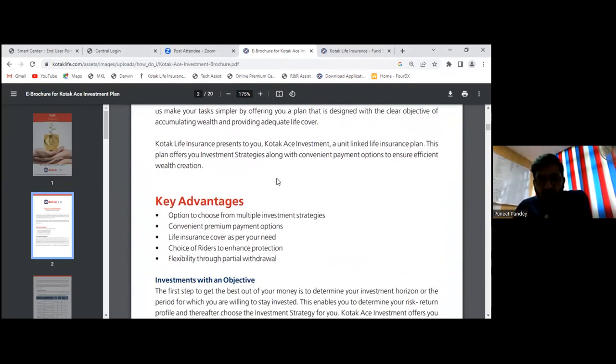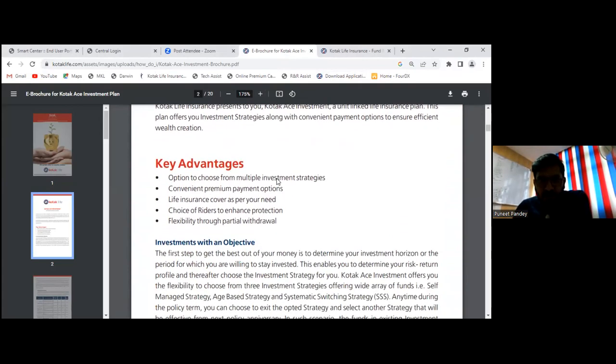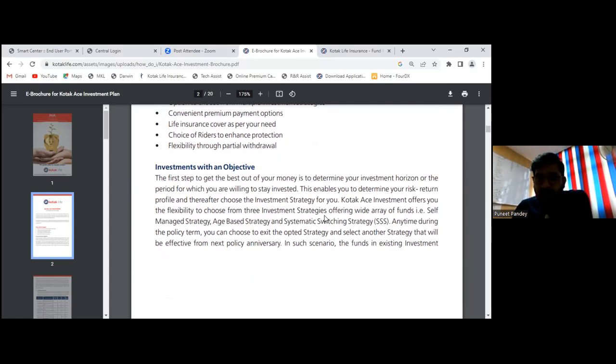How is this plan going to work? The key advantages: option to choose from multiple investment strategies, so first of all we can choose the strategy in which we want to work; convenient premium payment option; life insurance cover as per your need; choice of riders to enhance protection; flexibility through partial withdrawal. Investment with an objective.